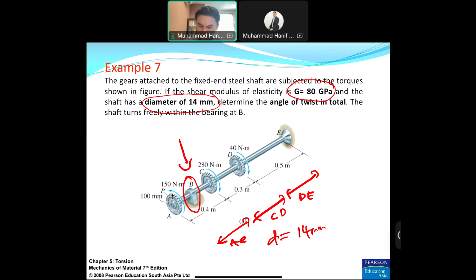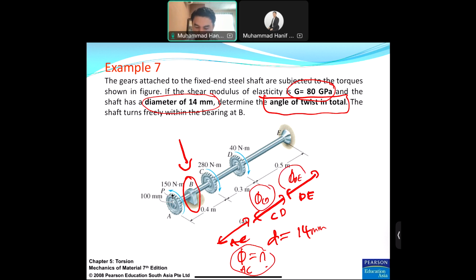All right. So the thing that you have to find is the angle of twist in total. Basically, every single bar or beam from AC, for example, has its own angle of twist. This one is AC, this one is CD, this one is DE. So you have to sum up from A to C, from C to D, and also from D to E. This is what you have to find to solve this question.